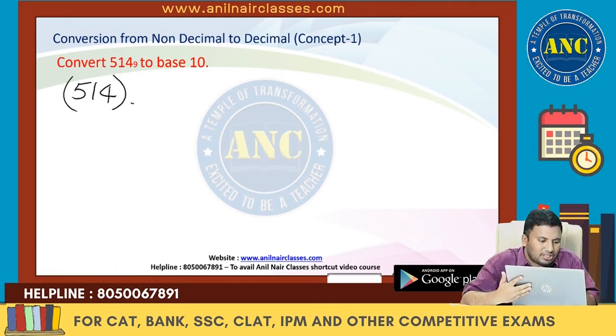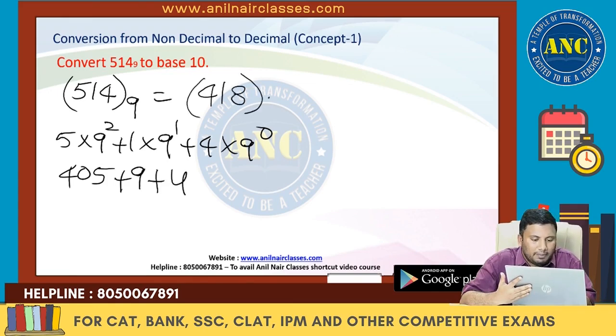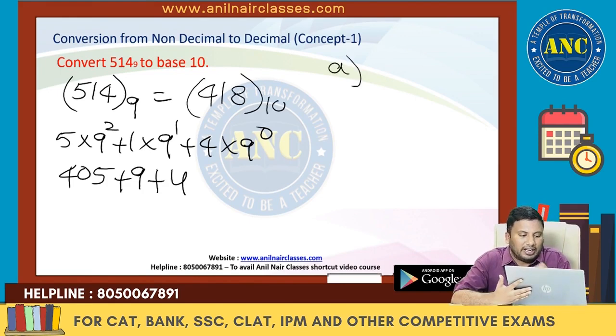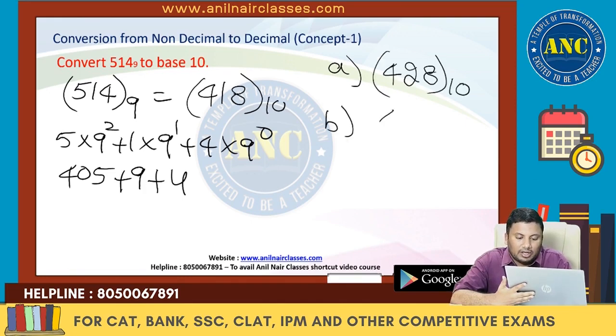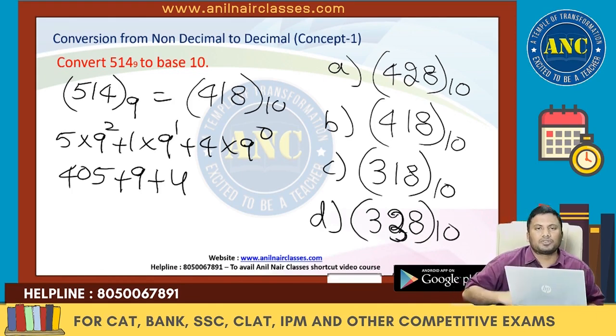But if this is given in your examination, 514 in base system 9, what is the answer we got? 5 into 9 square, 1 into 9 power 1, plus 4 into 9 power 0. This is 405 plus 9 plus 4, which is 418 in base system 10. Suppose the options given in the question are 428, 418, 318, 328 or 338 in base system 10. One is method 1, the conversion method.